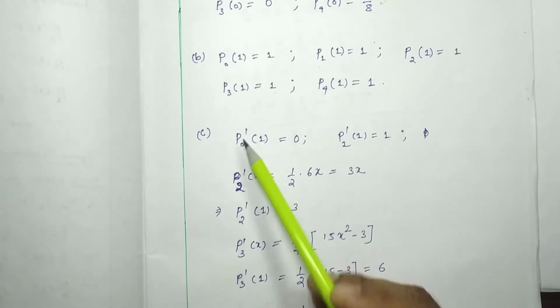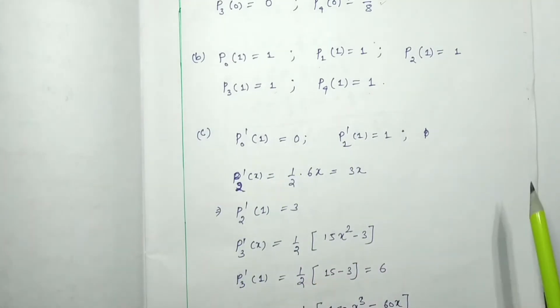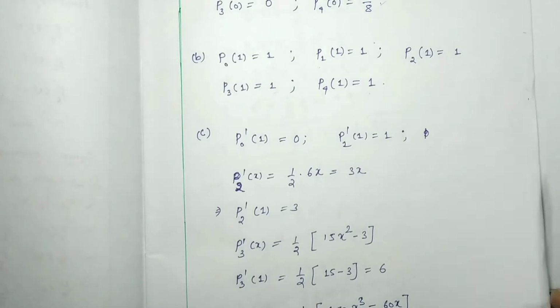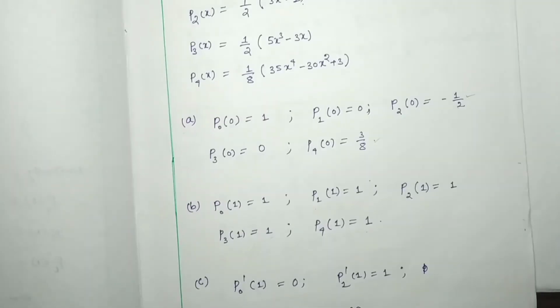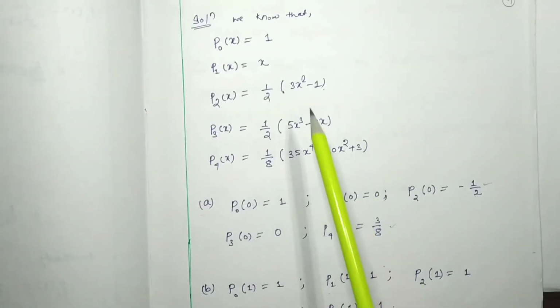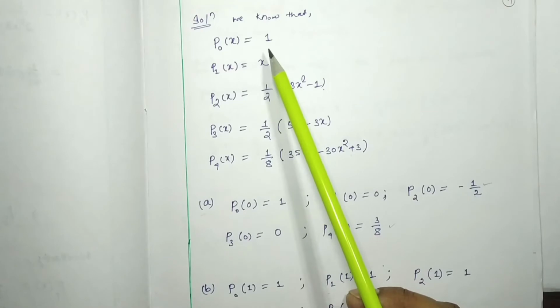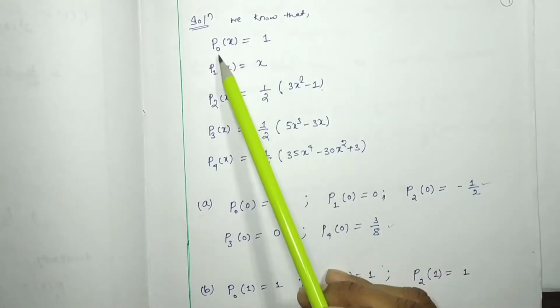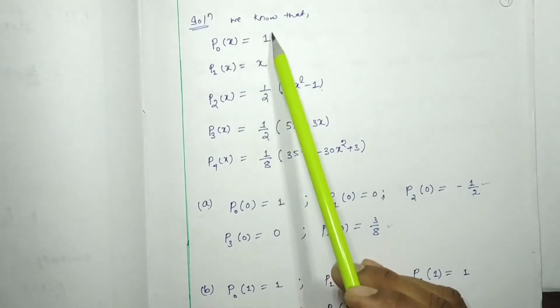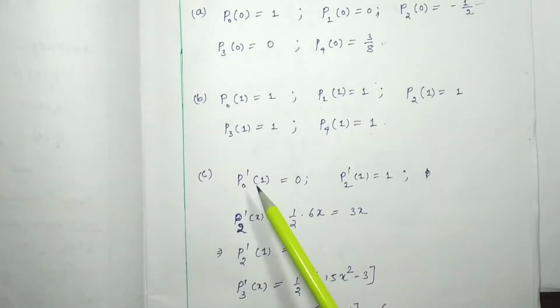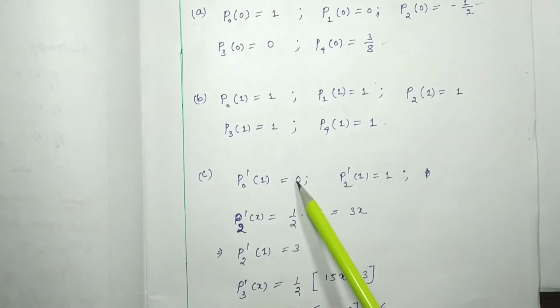P0 dash x, then we have to put 1. I have directly written it over here. First we have to take the first derivative of the polynomials, then we have to put 1 instead of x and see what the value will be. The first derivative of P0x will be 0 because it is a constant. Then obviously P0 dash 1 will be 0, right?